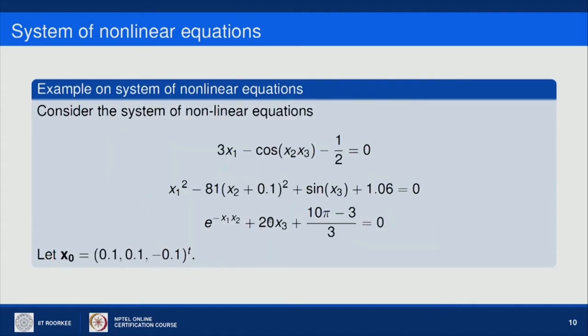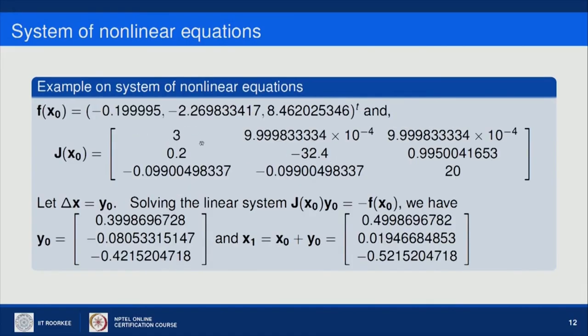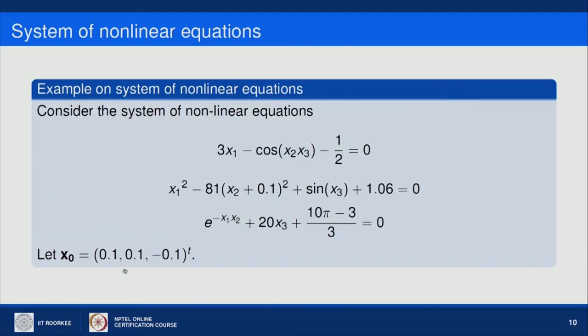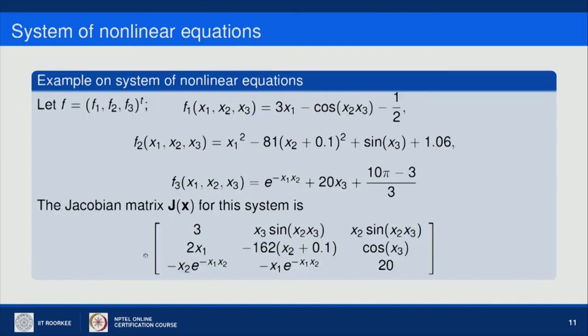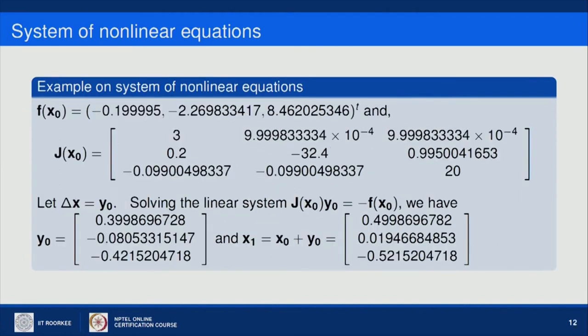Now what I will do, I will put these values in the Jacobian matrix, that is x1 0.1, x2 0.1 and x3 minus 0.1. So the Jacobian matrix, or initial Jacobian matrix, I will say becomes like this. Moreover, for the initial solution 0.1, 0.1 and minus 0.1, the values of f1, f2, f3 are given by these three numbers. So I am having J of x0, F of x0.